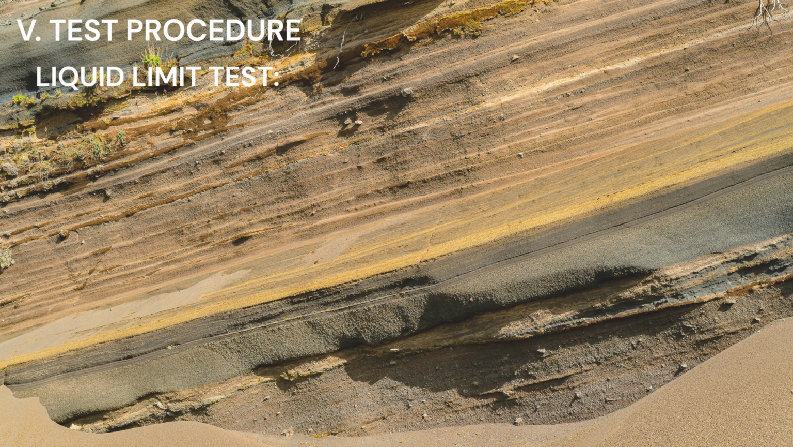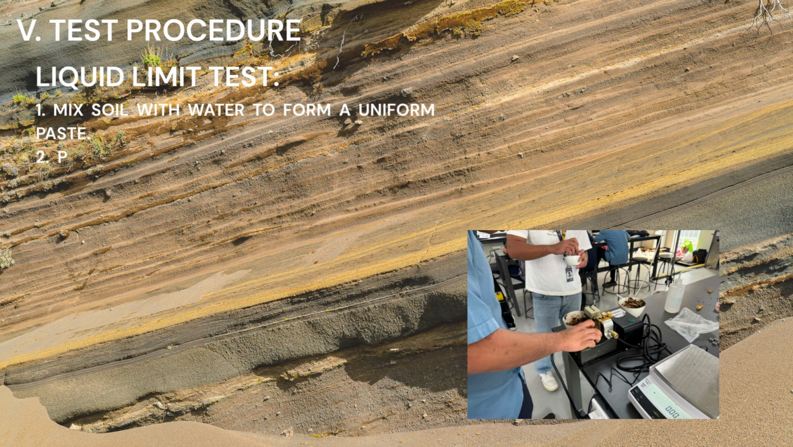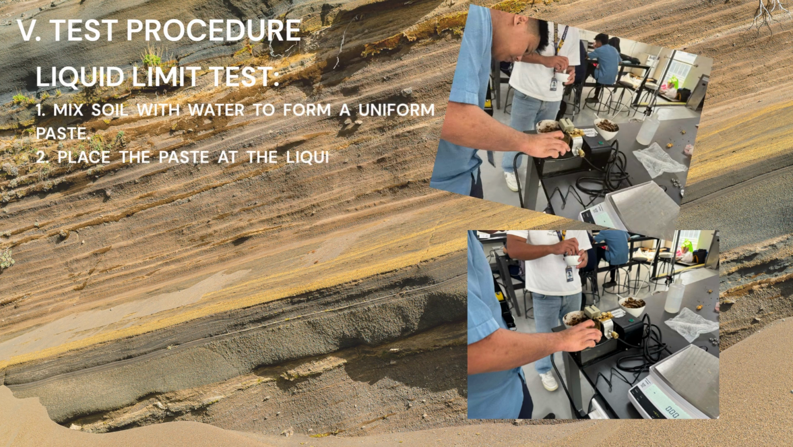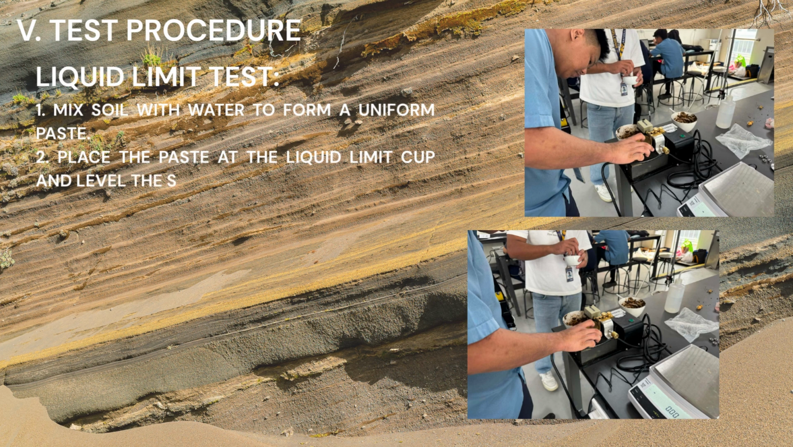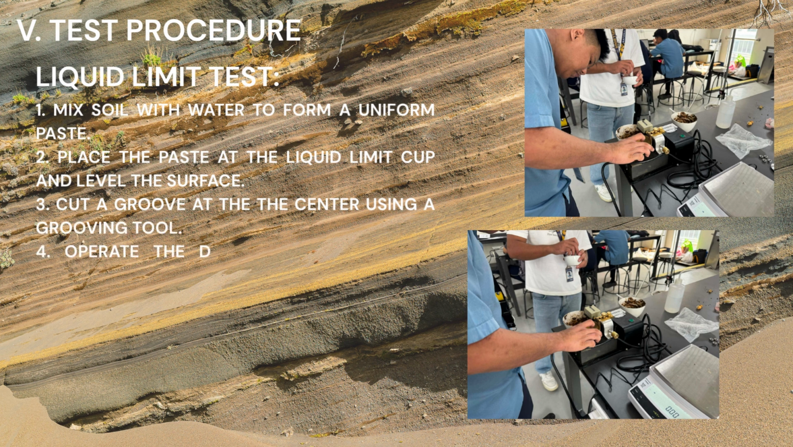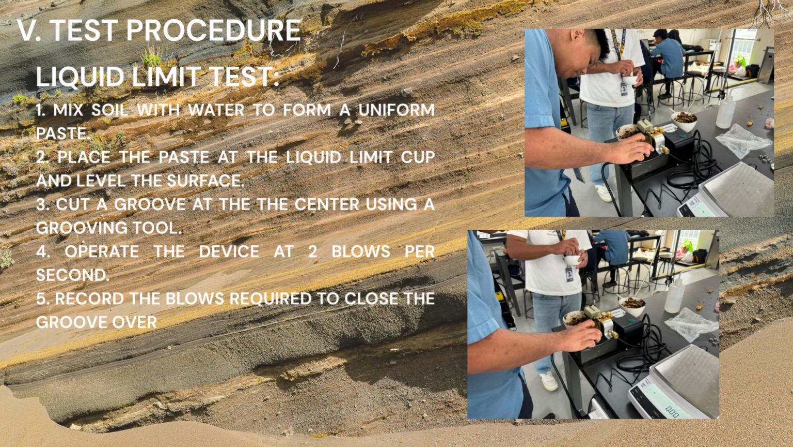For the liquid limit test. First, mix soil with water to form a uniform paste. Second, place the paste in the liquid limit cup and level the surface. Third, cut a groove at the center using a grooving tool. Next, operate the device at 2 blows per second. Next, record the blows required to close the groove over 13 millimeters.